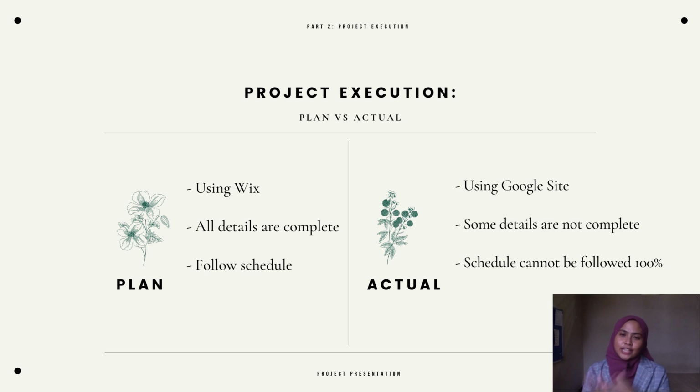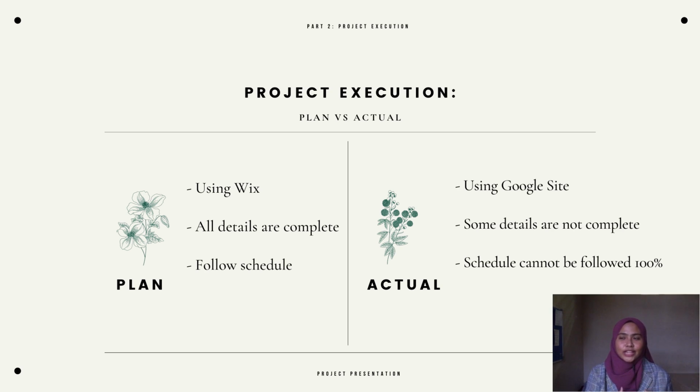Alright, so now moving on to the second part, which is project execution: plan versus actual. According to my initial plan, I planned to use Wix to develop this website, as I am more used to using Wix. I also expected that, since I am dealing with a society, they would be able to provide all of the details, so the details should be complete. And because there is a schedule for this project, I expected that I could follow the schedule. So that was the plan.